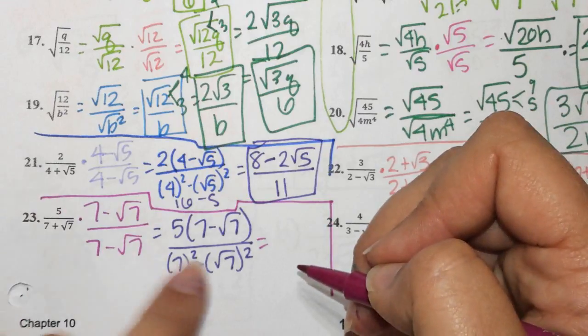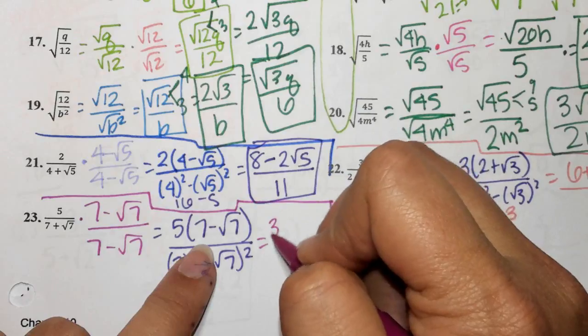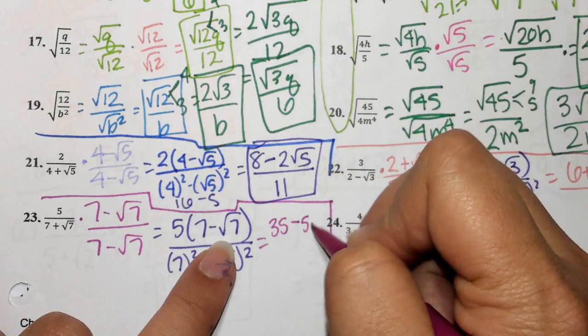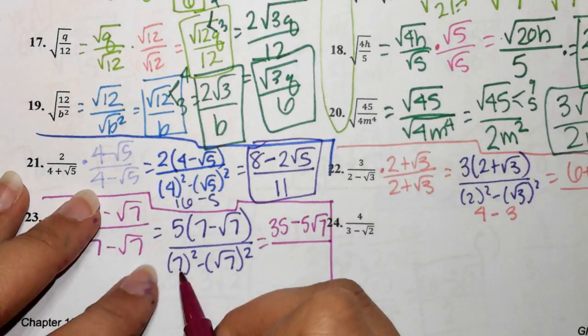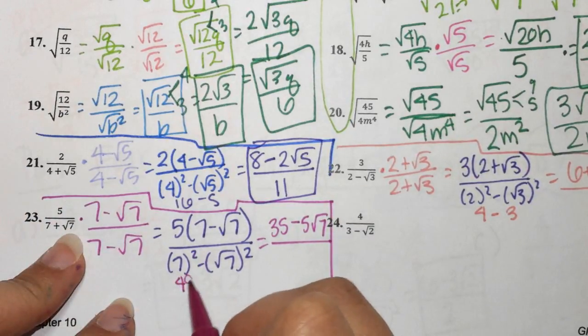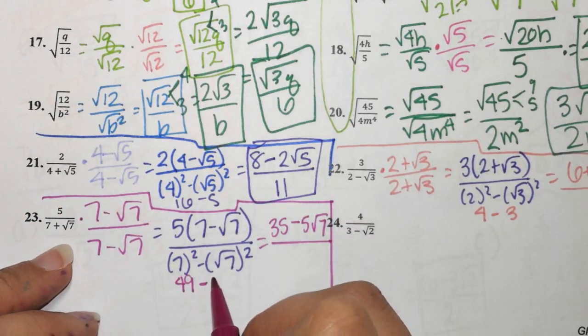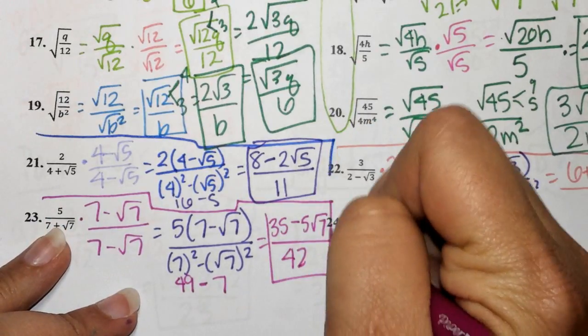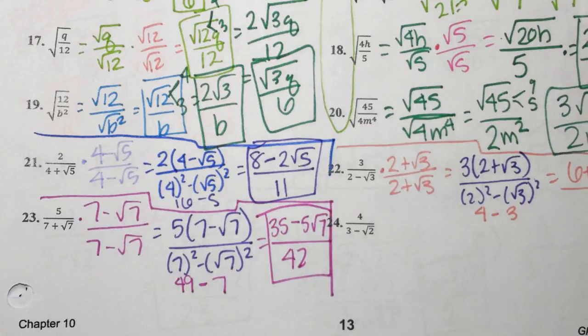All right, so then 5 times 7 is? 35. 5 times root 7 is 5 root 7. Divided by, what's 7 squared? 49. And root 7 squared is 7. And 49 minus 7 is 42. Did anybody get that one right? Hey, 5 people, 6 people.